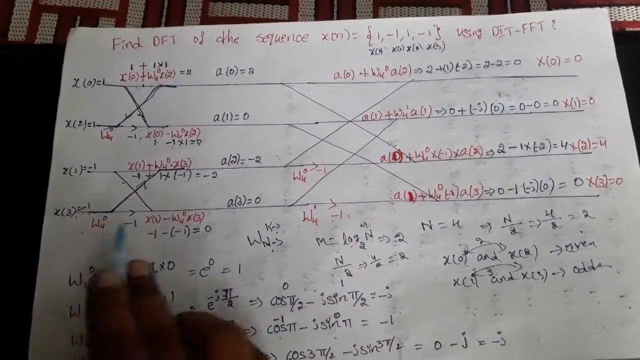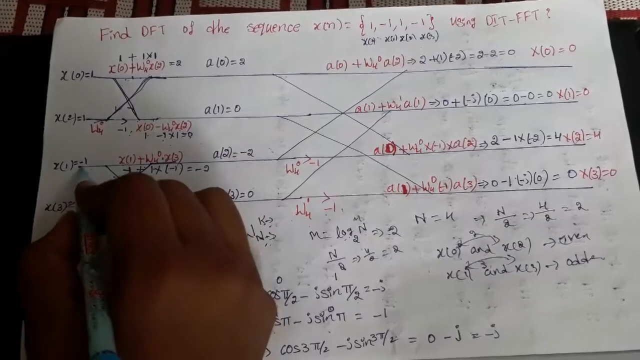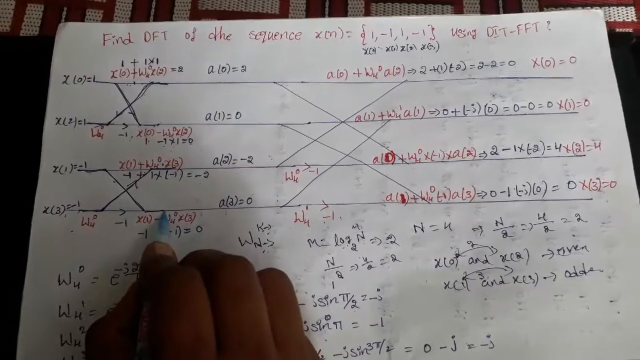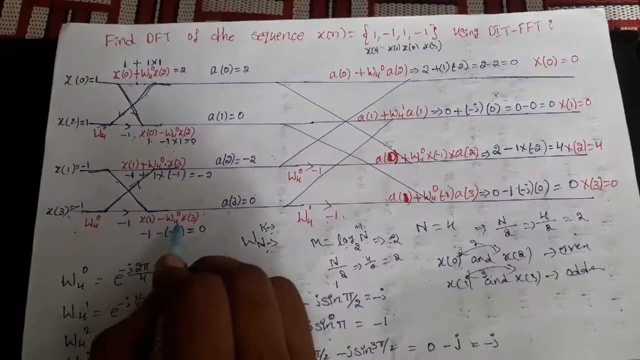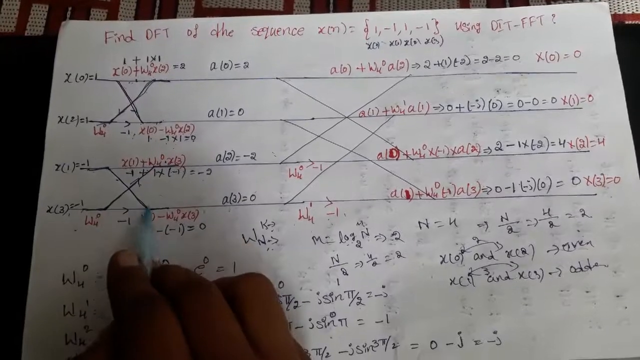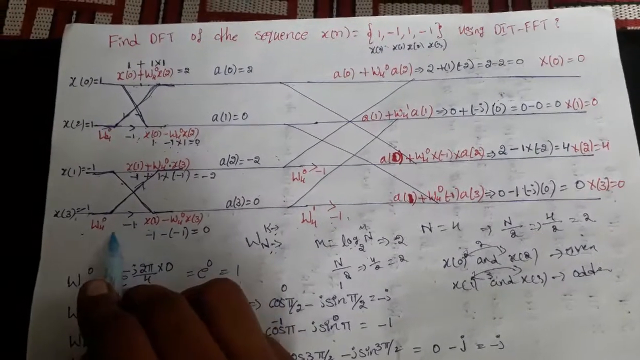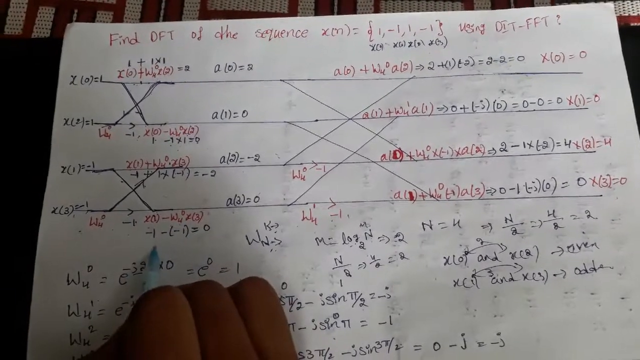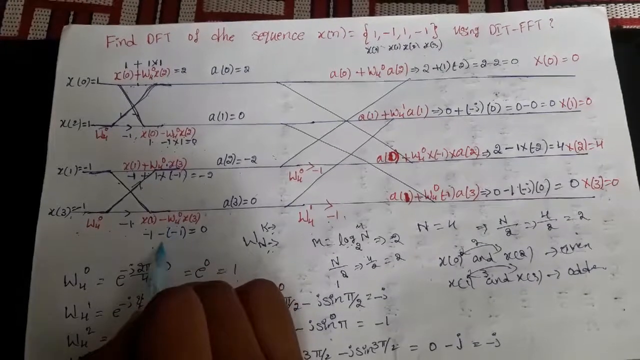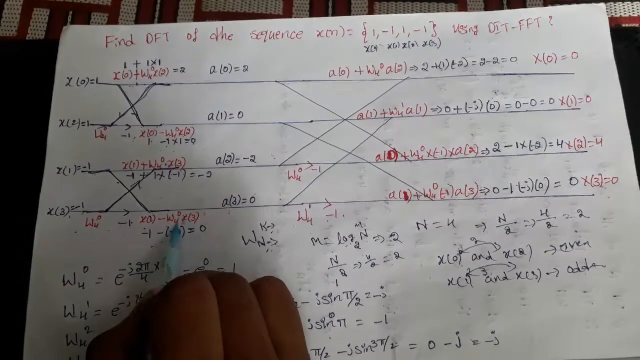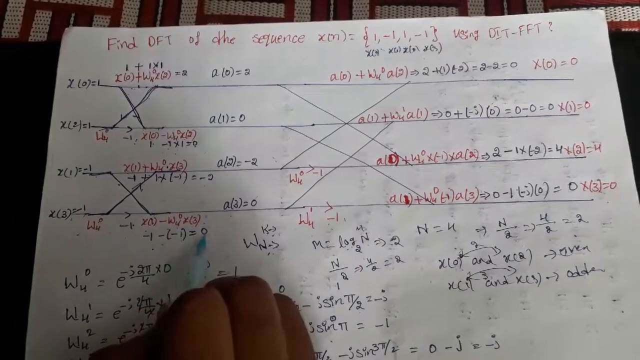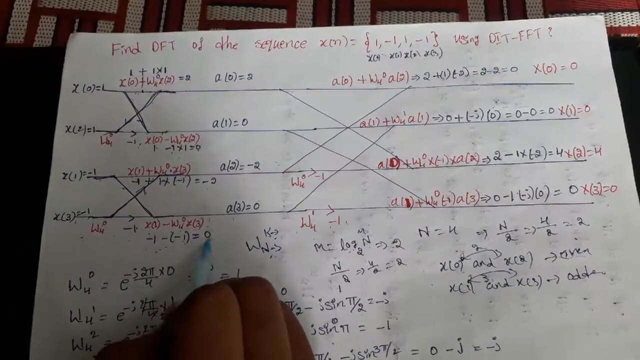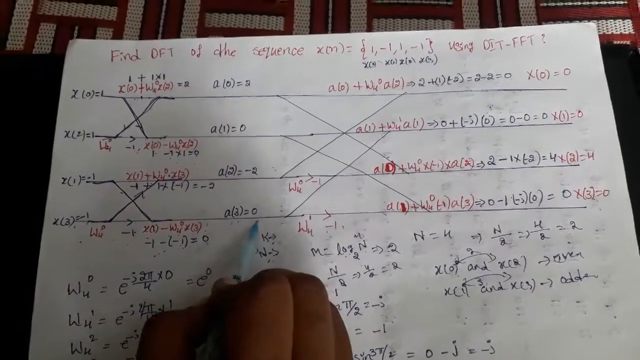Then here x of 1 flows in this direction, so here multiplied with minus 1. So x of 1 multiplied with minus 1. So that's why minus W4 to the power of 0 x of 3. Here x of 1 value is 1, minus W4 to the power of 0 is 1 and x of 3 value is minus 1. So totally minus 1 minus, plus here. So minus 1 plus 1 is 0. A of 3 value is 0.